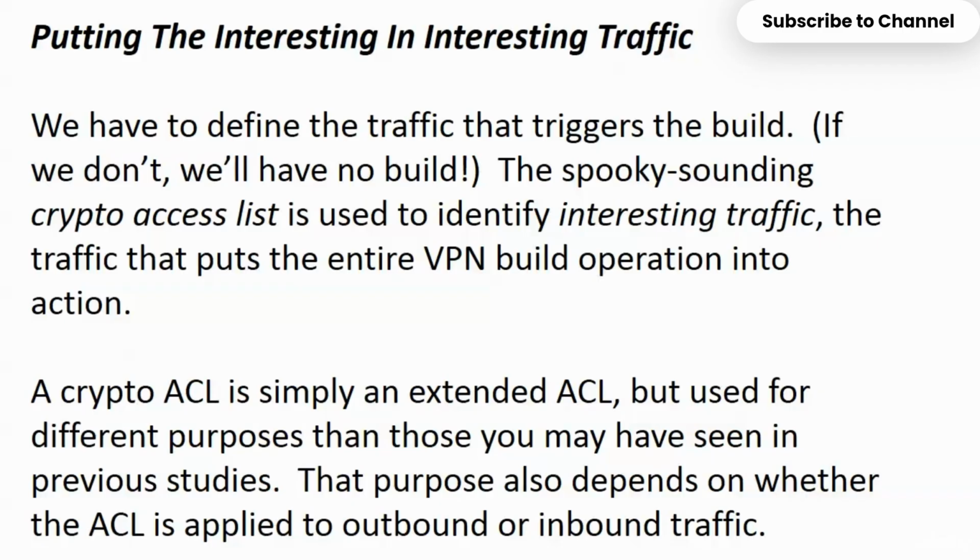With our IKE SA policy in place, both policies written, it's time to put in the interesting traffic with a crypto access list. This is how we define the traffic that's going to trigger the build. Because if we don't, the default is we're not going to have a build. You can have all the policies you want, but if you don't have some kind of interesting traffic defined, that is the traffic that puts the entire VPN build into operation, then it doesn't matter how many policies you've got.